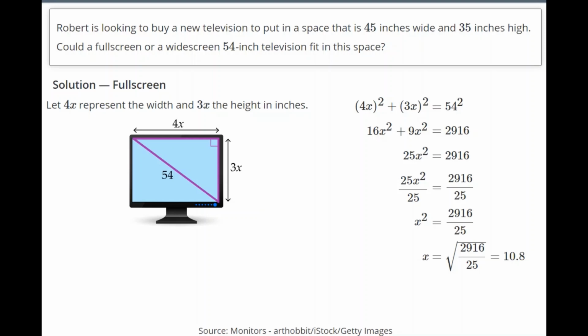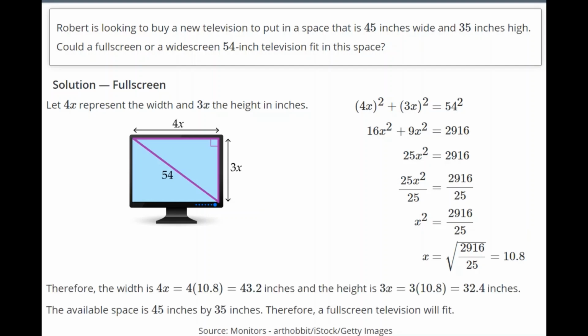2,916 over 25, and we take the positive square root because the 4x and the 3x must be positive values because they represent lengths, and therefore that makes the x a positive value. So x comes out to be the positive square root of 2,916 over 25, and that comes out to exactly 10.8.